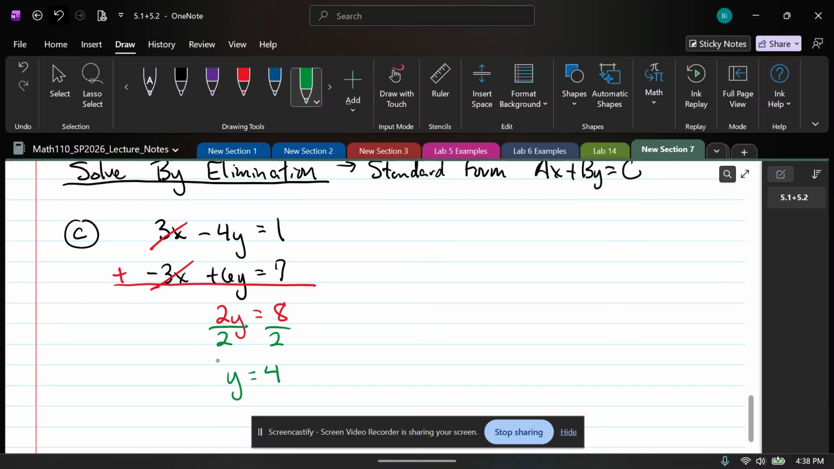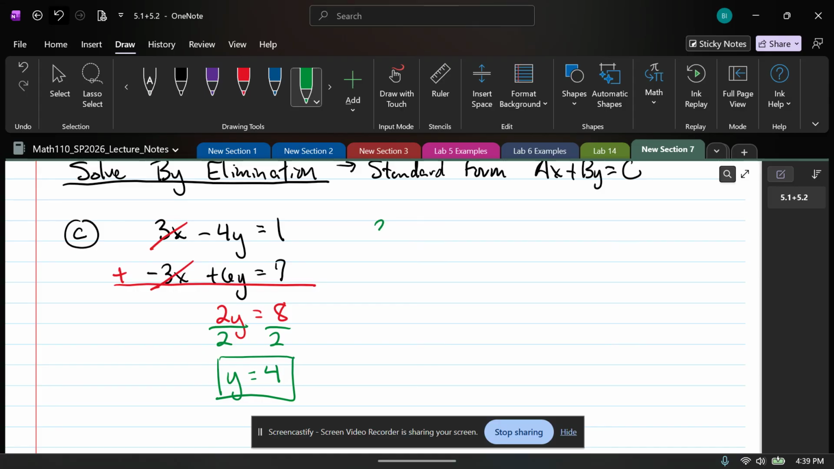Y is equal to 4. There's my y value. Now, with these, it really doesn't matter which one you go back into to plug in. Just pick one. I usually just go with the top one.